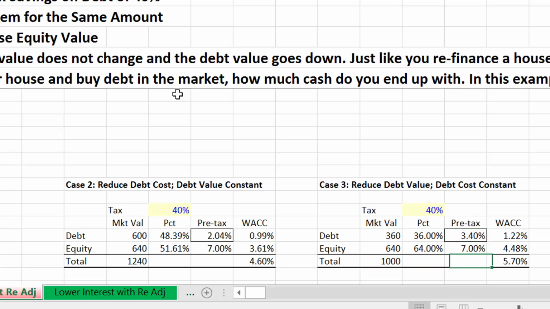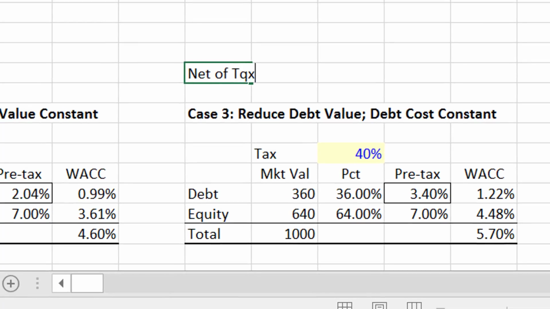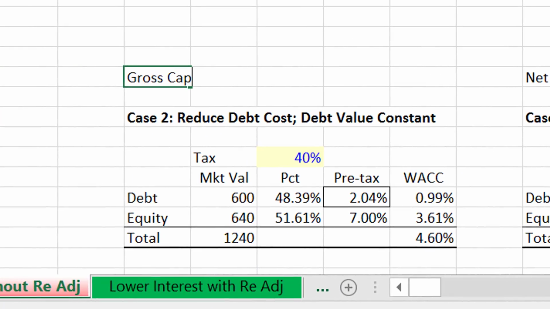All right, so the true, correct way to do this is to kind of say, all right, well, let's give the benefit to the debt, and let's increase the value of the equity and leave the overall value to the firm the same. That's what really happens. And I call this the net of tax capital structure, I'm going to switch it to English. And this is the gross capital structure.